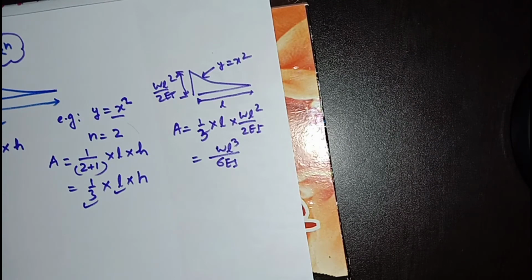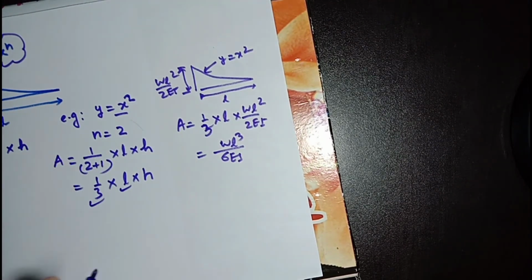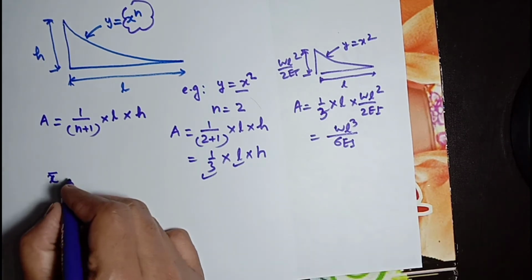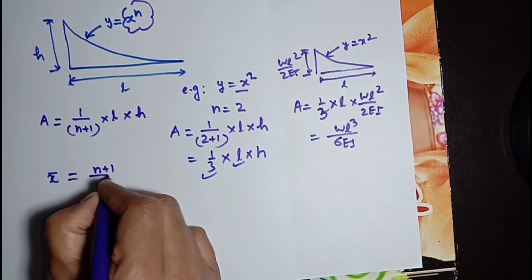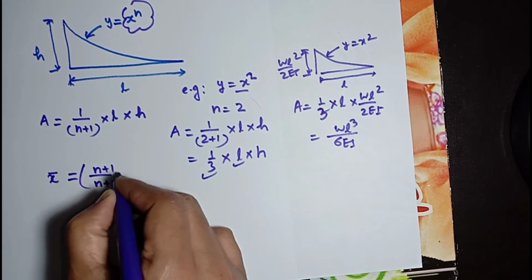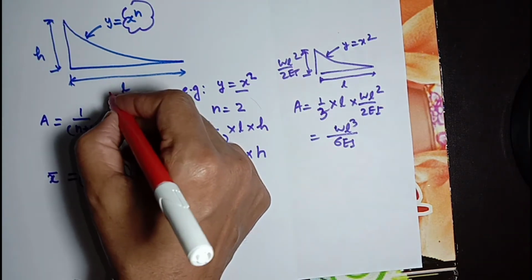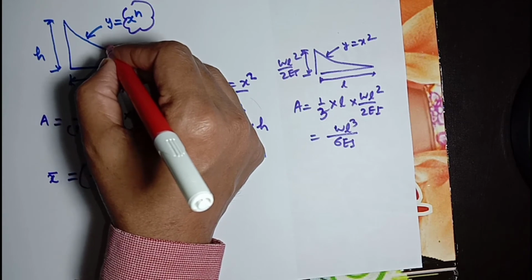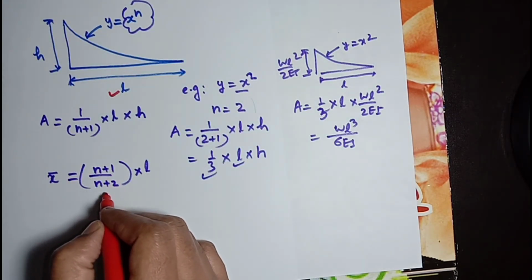Now for centroid, the general formula for centroid for this kind of curve is x bar. x bar will be n plus 1 divided by n plus 2 multiplying with L. This span is L, and this is a function of power n. So n plus 1 divided by n plus 2.